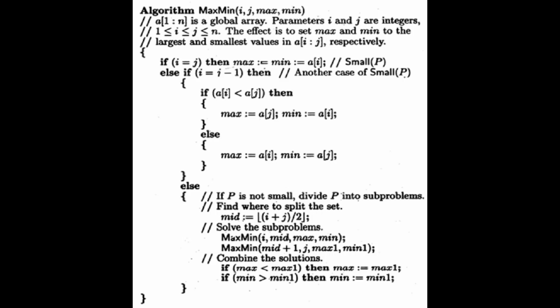Otherwise, if i is equal to j minus 1. For example, if i is equal to 3, then j is 4. That is the situation of i equal to j minus 1, which means there are two elements in the array. This is another case of a small problem in this algorithm.